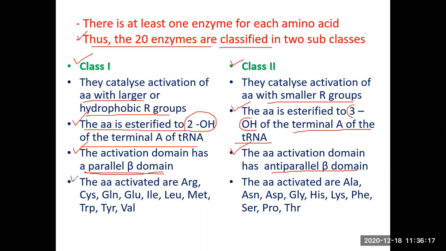The amino acids activated by class 1 enzymes are given here: arginine, cysteine, glutamine, glutamic acid, isoleucine, leucine, methionine, tryptophan, tyrosine, and valine. The amino acids activated by class 2 enzymes include alanine, asparagine, aspartic acid, glycine, histidine, lysine, phenylalanine, serine, proline, and threonine. So you can visualize that these are the amino acids which have relatively smaller R groups, and these are the amino acids which have relatively bigger R groups.